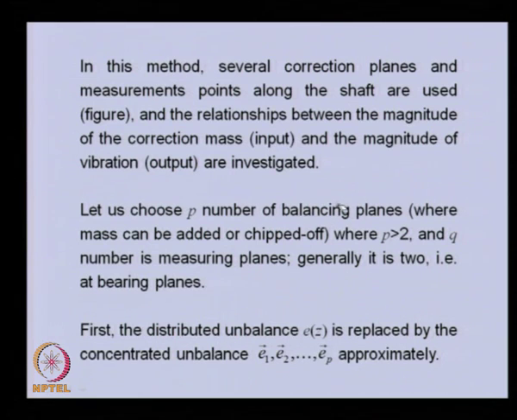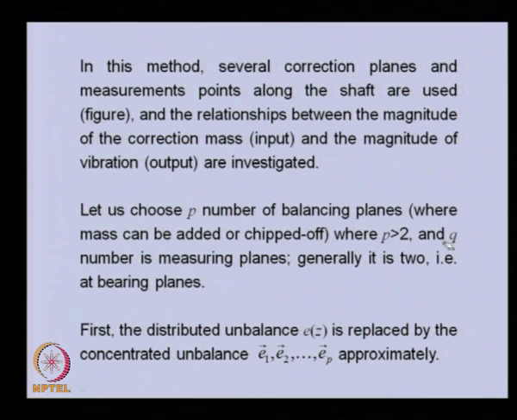And generally this number of balancing planes, when we are talking about the flexible mode, should be greater than 2, and generally we will have access to the rotor at the ends from where we can remove the material or add the material in the form of correction mass to balance the rotor. And the number of measuring planes also, as I mentioned, because of practical limitation, generally is at the bearing location. That means for a simply supported shaft, we will have only two measuring planes to measure the vibration.